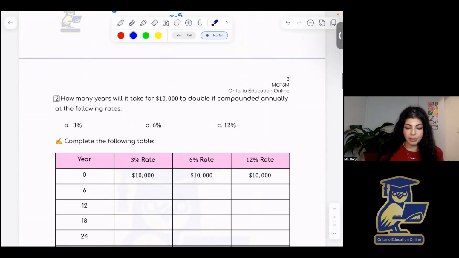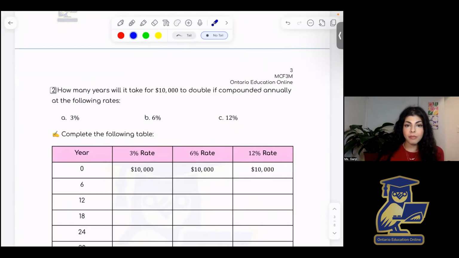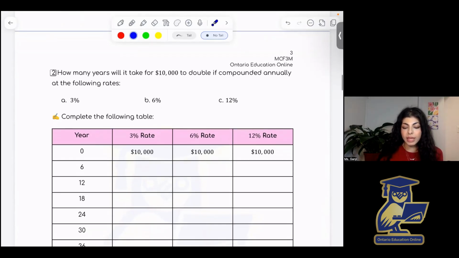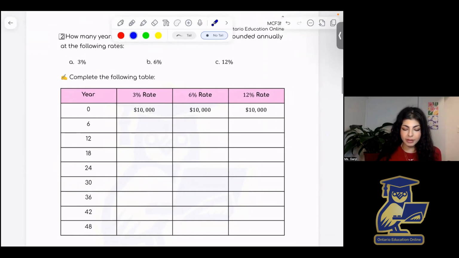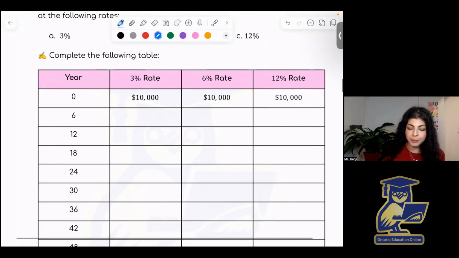Now our next problem. And we're still going off with that doubling of our investment. So here we have $10,000 and we want to know how many years it will take for $10,000 to double if it's compounded annually at 3%, 6%, or 12%. So in this case, you're kind of doing trial and error, but using the table. So take a moment and try to complete all of these on your own. And maybe I'll support with just the first row.